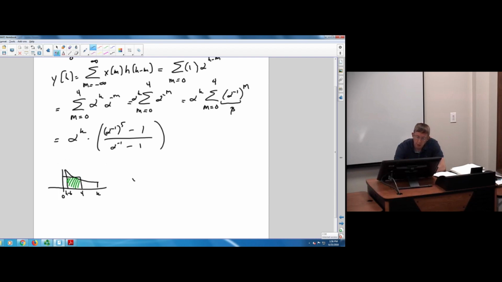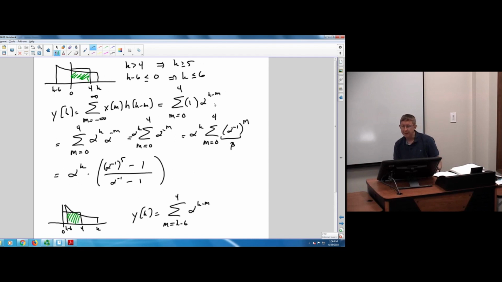So we'll just jump to the chase. I'm just going to write down m equals k minus 6 to 4. On this time interval, we have equations for all those things. One is 1, one is alpha to the k minus m. So it's alpha to the k minus m times 1. If you notice, the thing that's inside keeps being the same. It's just these limits that are changing. That's really the hard part, figuring out what the limits are supposed to be.